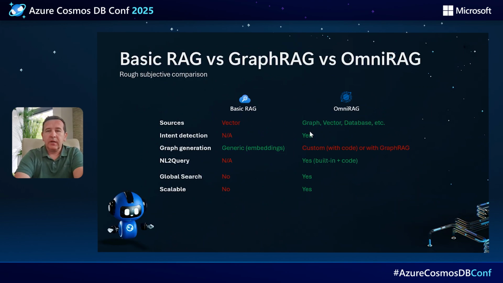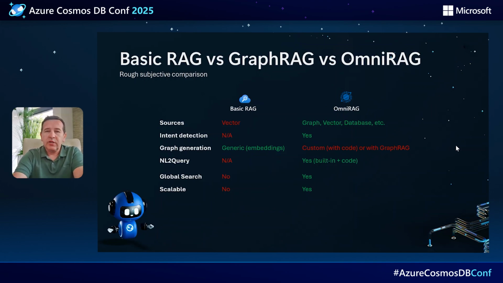Now, quick comparison between basic RAG and OmniRAG. And I have GraphRAG name here, but I'll mention GraphRAG in the context of OmniRAG specifically only. Now, with basic RAG, you only have vector. With OmniRAG, you have graph, vector, database, line of business applications, file systems, whatever sources of data you have. OmniRAG includes and requires intent detection. In basic RAG, you don't need intent detection. You have just one store, and therefore you also don't need the conversion logic from natural language to query.